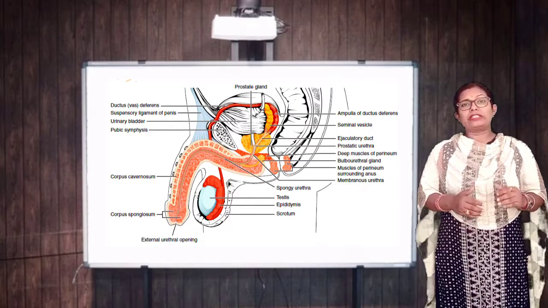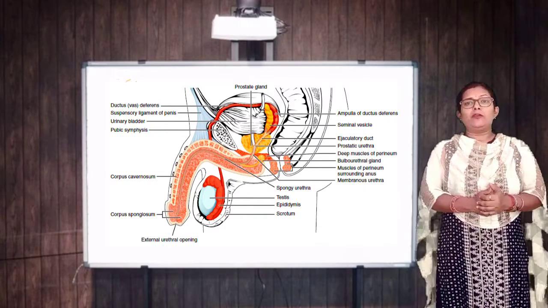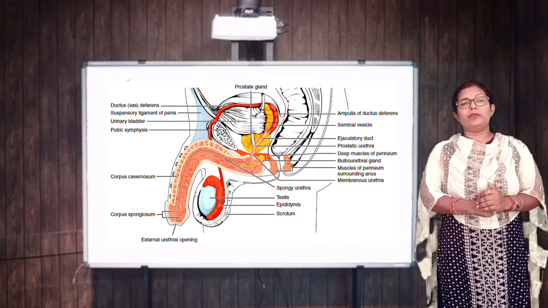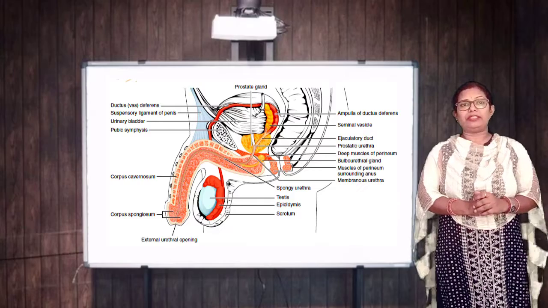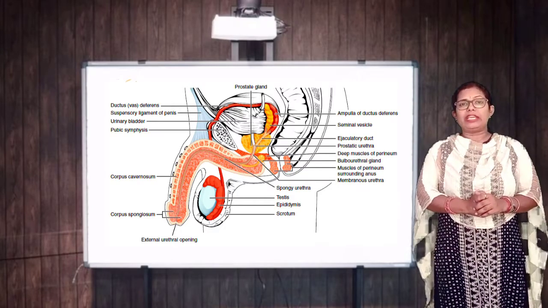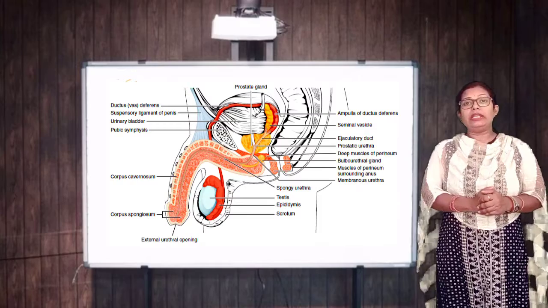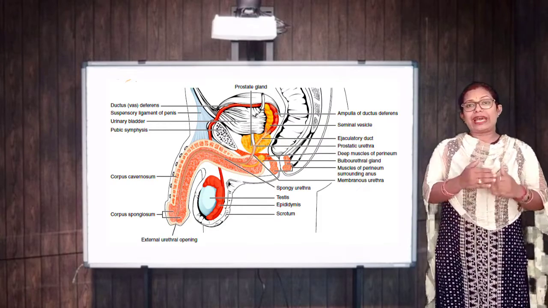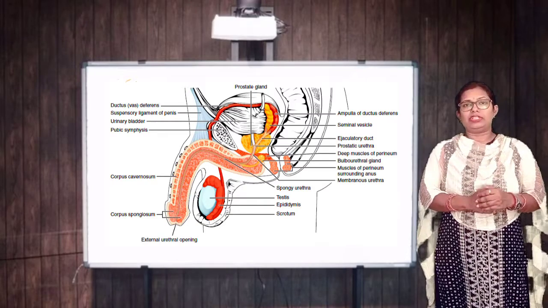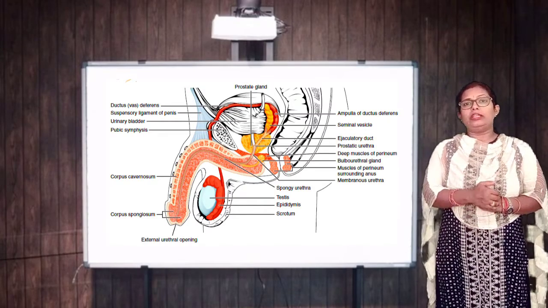Now we will discuss the sperm ducts. Various ducts arise from the testis, such as the epididymis, vas deferens and vasa efferentia. The epididymis is a highly convoluted tubule that acts as a storage site for the sperms.